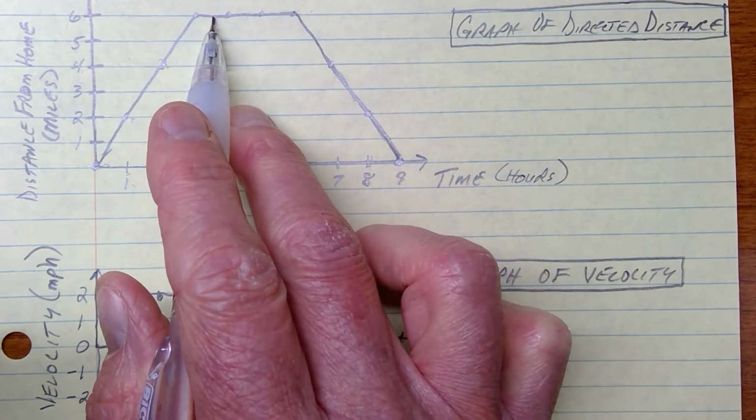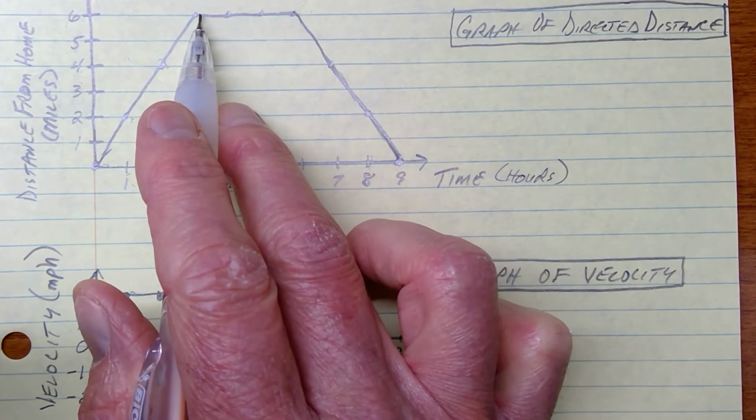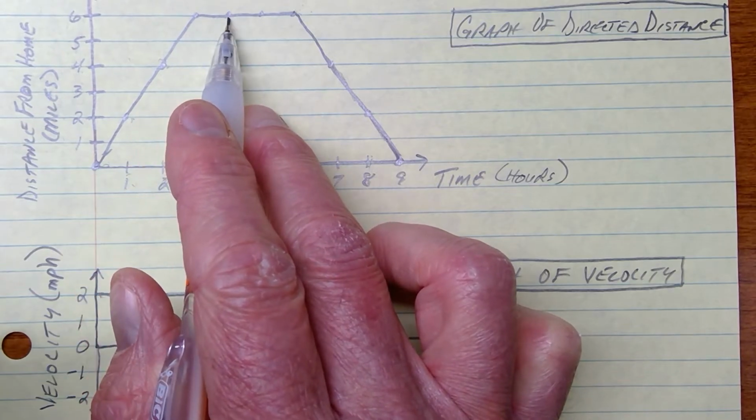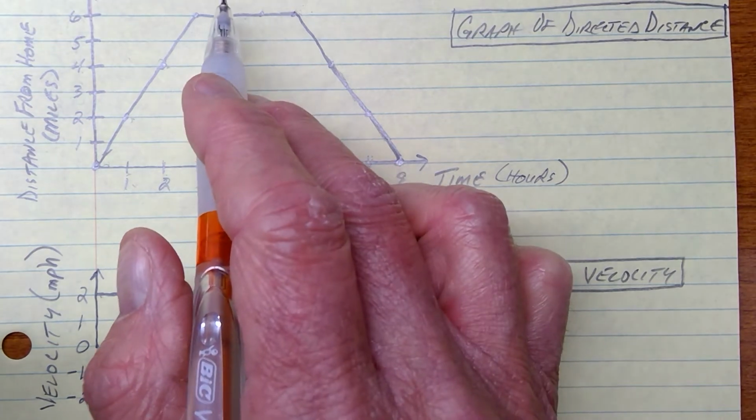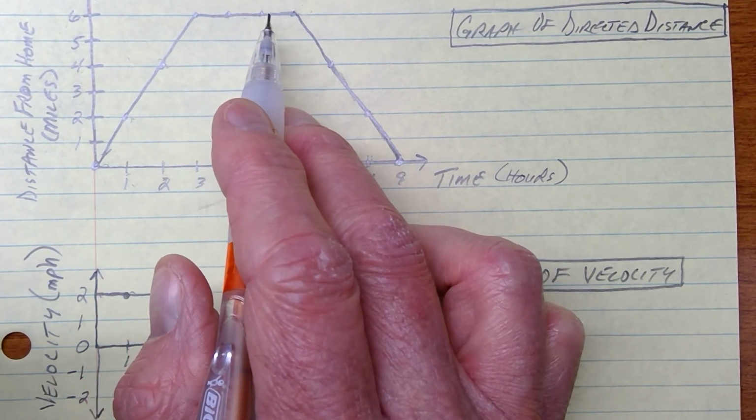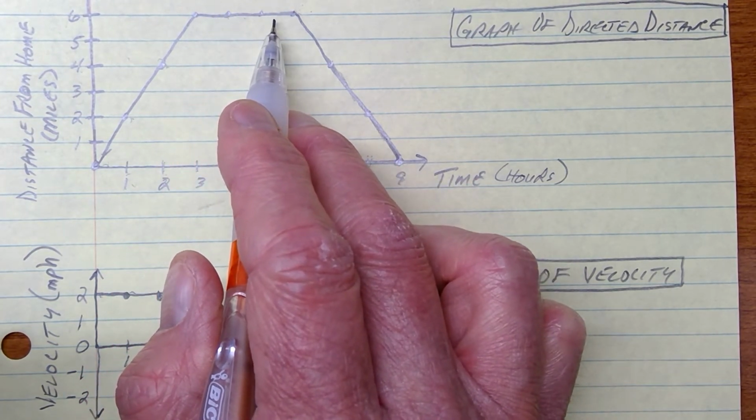You can also think slope is 0. That's a horizontal line. The slope from here to here is 0. There's lots of ways you can think about it, but thinking about it in terms of slope is often easier to understand.